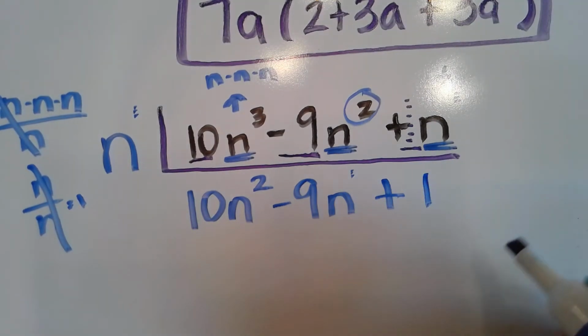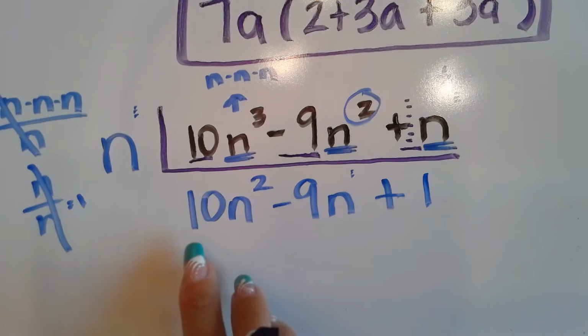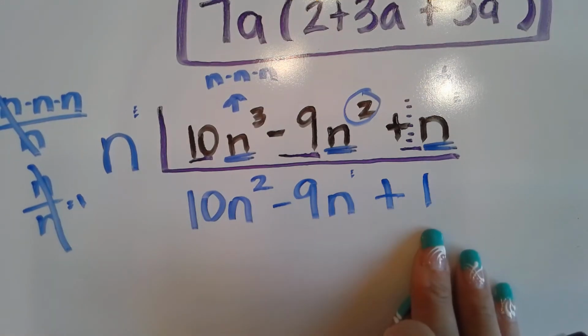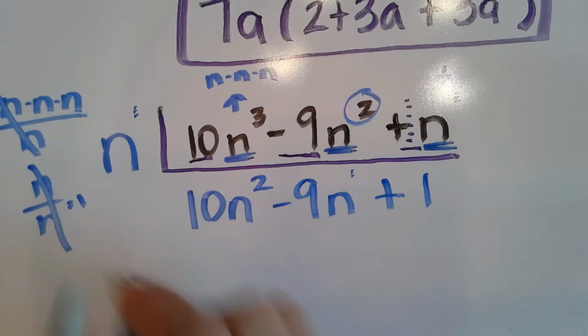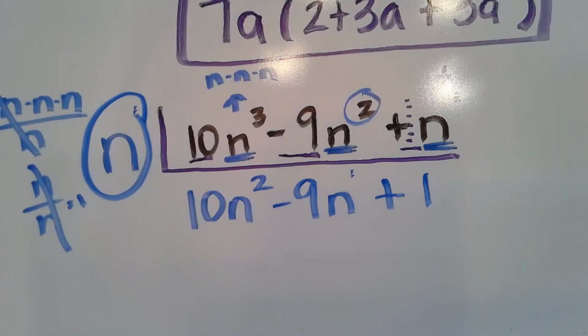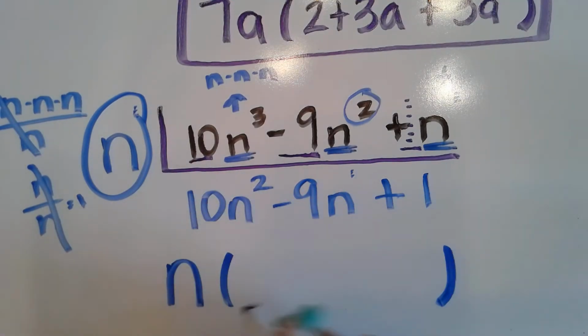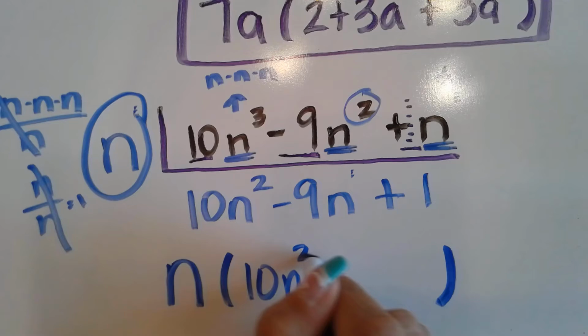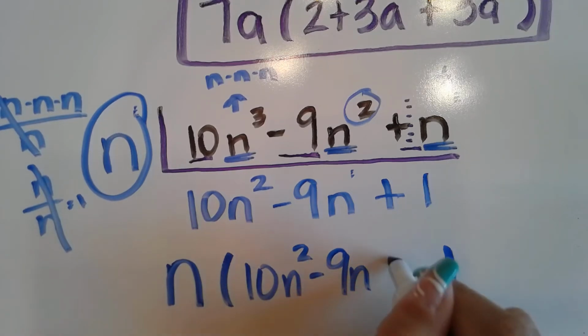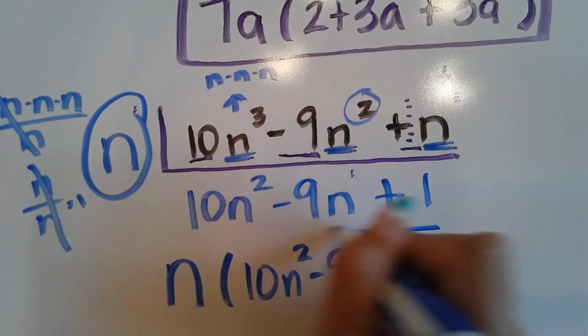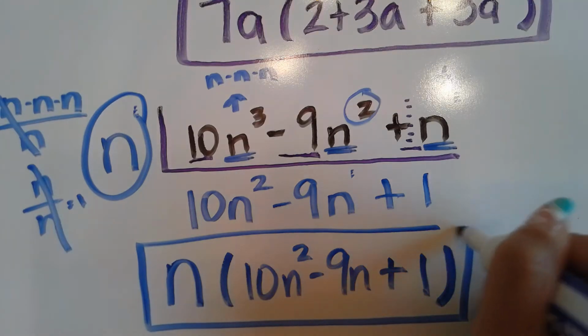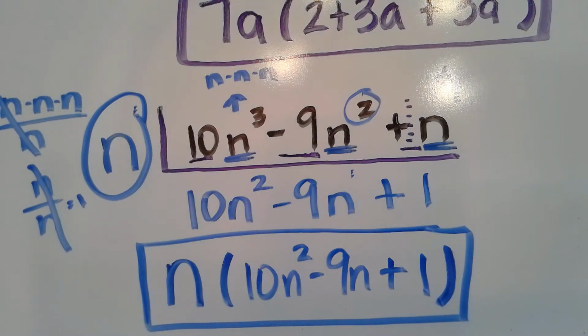And let's go ahead and write our final answer because there's nothing else that any of these three terms have in common. So I'm going to take this n that sits out here and write n times this whole piece right here. 10n squared minus 9n plus 1. And that is your final answer for this one.